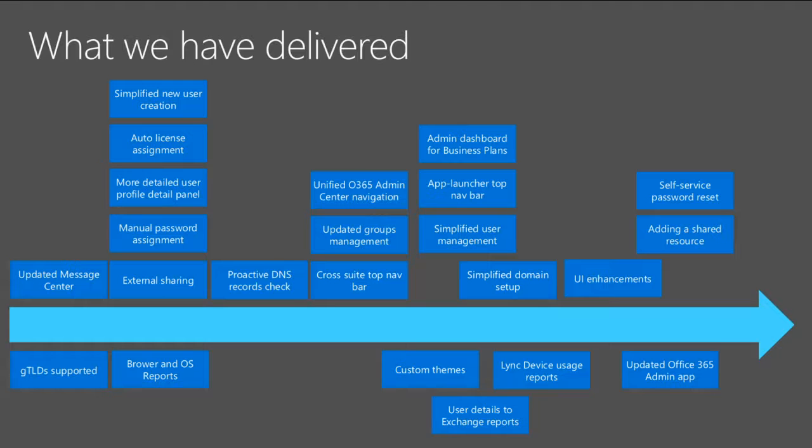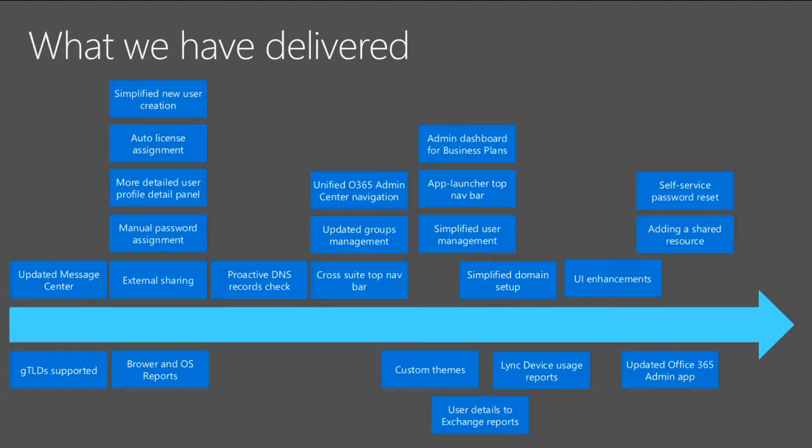We're doing stuff like simplifying user management, adding auto license assignment, more details in the user detail panel, kind of giving you a quick, easy way to take a look at the status of what you're trying to do and then edit it and then do something else. Because we know this isn't your core business, this is what you're enabling. You're using this tool to enable your business.